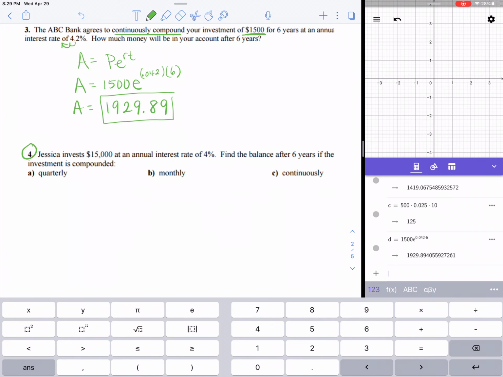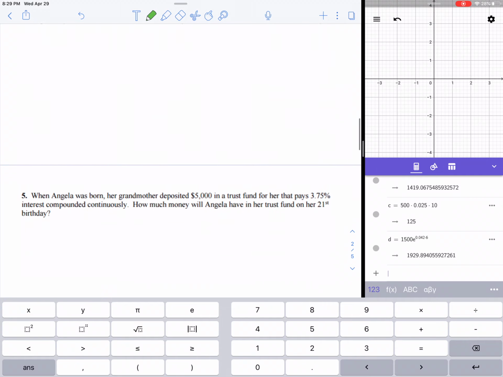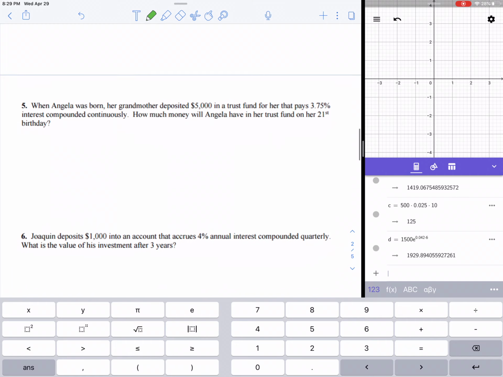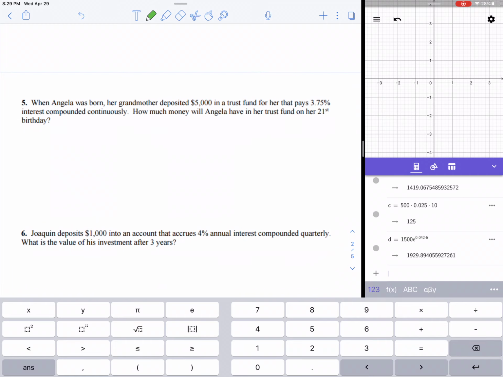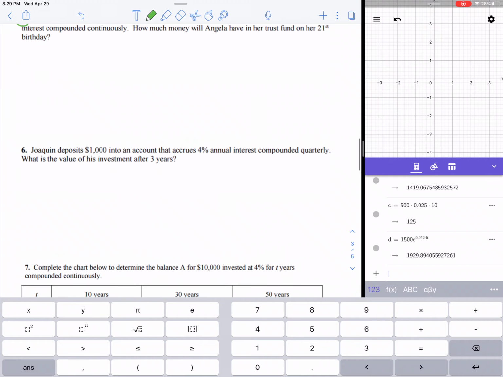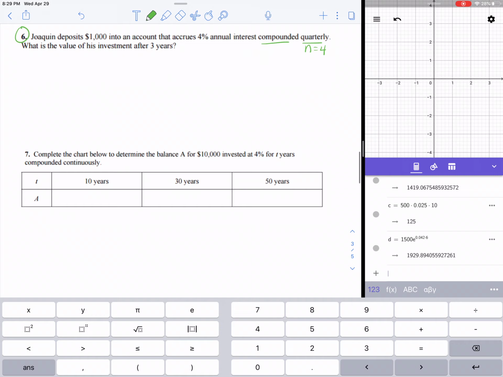Maybe I'm going to skip 4 for you guys to do on your own. Number 5 is pretty basic. You guys could do that one on your own. And number 6, compounded quarterly. So how many times a year would that mean? That would mean your n is equal to 4. So you guys should be able to do that one on your own.